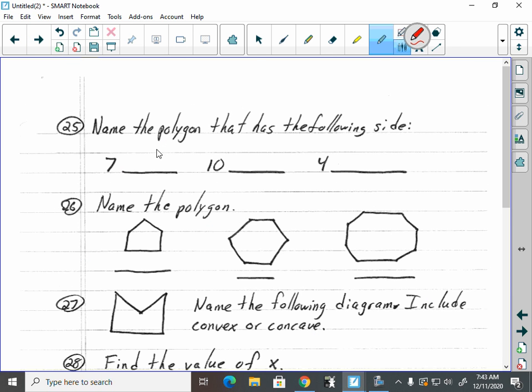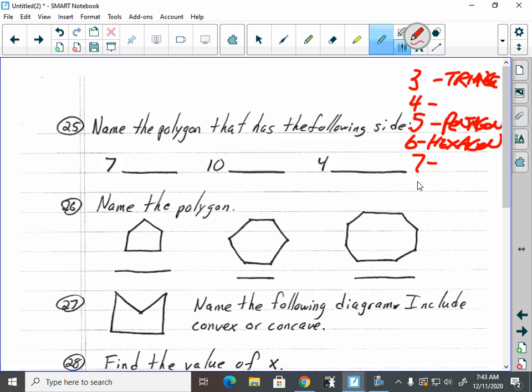Number 25, name the polygon that has the following sides. Okay, so you had a list, and the list started with 3, triangle. Then 4, something. I'm not going to tell you. Then 5 was pentagon. Then 6 was hexagon. Then 7, I'm not going to tell you. Look at the list. Then 8 was octagon. Then 9 was nonagon. That's a clever name.